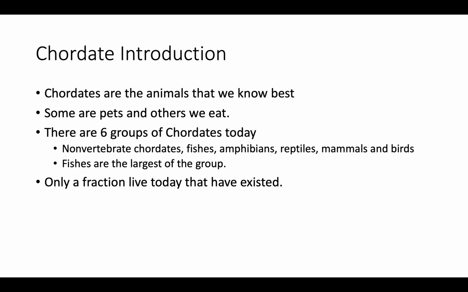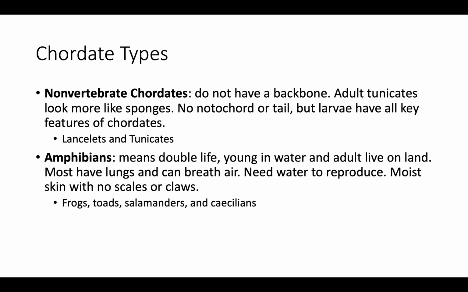Okay, so there's 6 groups. You have some non-vertebrate chordates, meaning they are still chordates, but they don't have a vertebrate. Fishes, amphibians, reptiles, mammals, and birds. Fishes are going to make up the largest of those, and only a fraction of those living today compared to what have existed. So chordate types is going to be very similar to what we talked about in 26.2. I'll go through these and then show you some pictures of what they are.